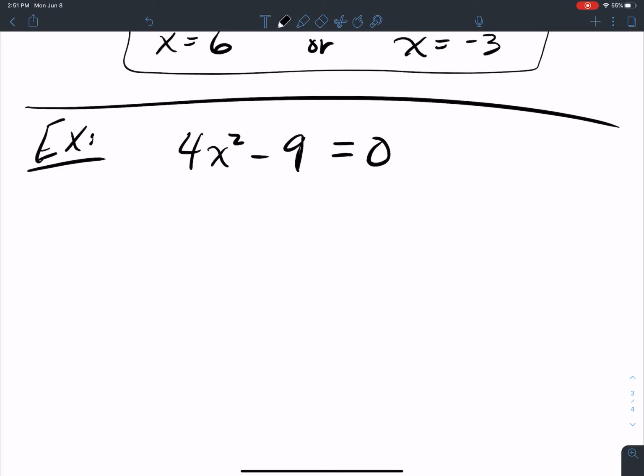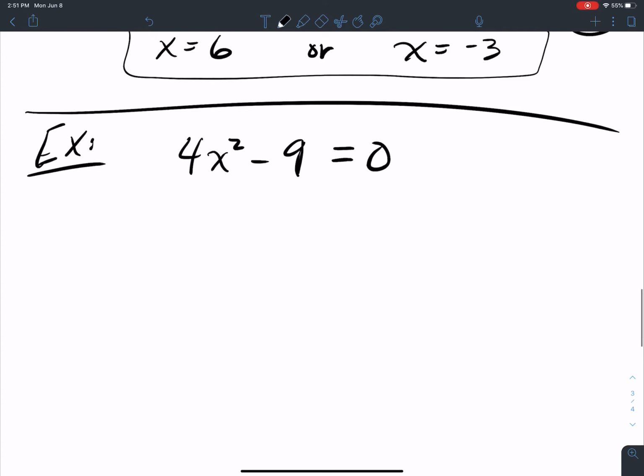Well, to solve by factoring, I first look and say, okay, 2 terms, GCF. Is there anything in common between those two? 4 and 9, one's odd, one's even. Doesn't look like that's going to work. One has a variable, one doesn't. So there's nothing in common. GCF is just 1. Okay.